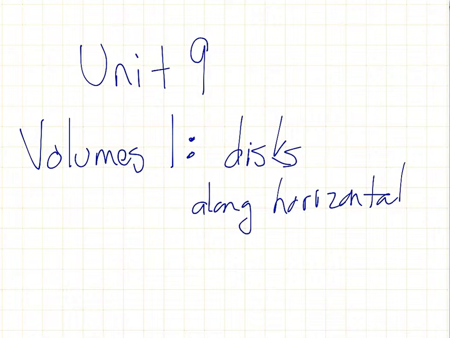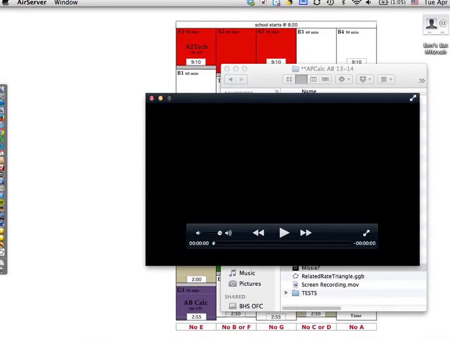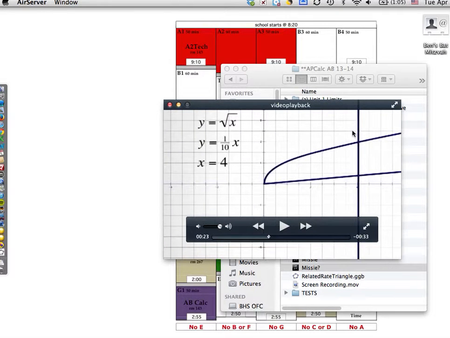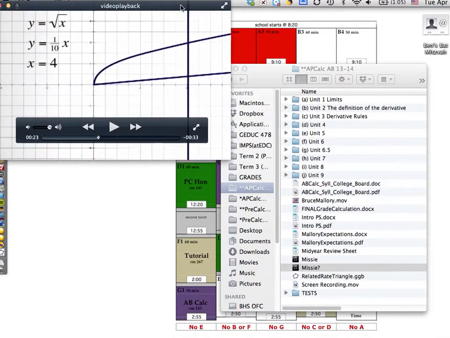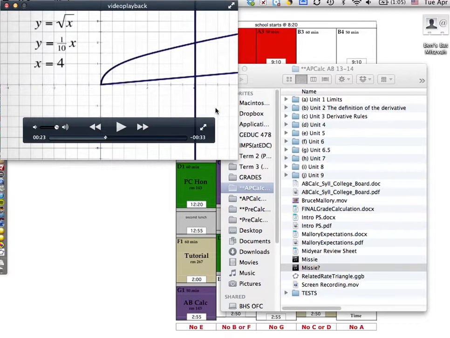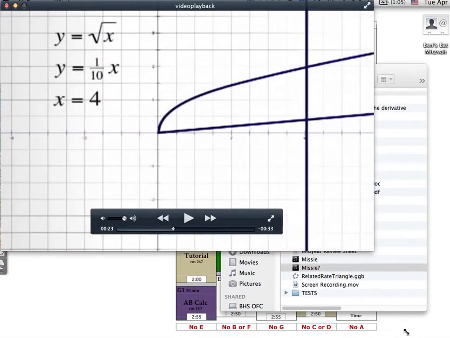These are the video notes for Unit 9, the Volumes 1 notes, which I am referring to as disks along the horizontal. Before I go and start in on example 2, we did example 1 in class, I want to show you this little video that I found online.